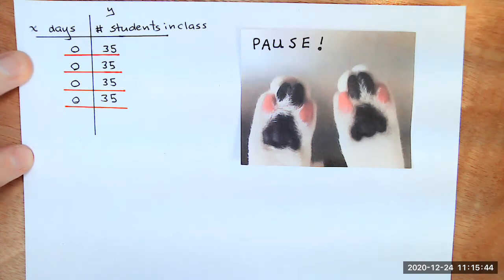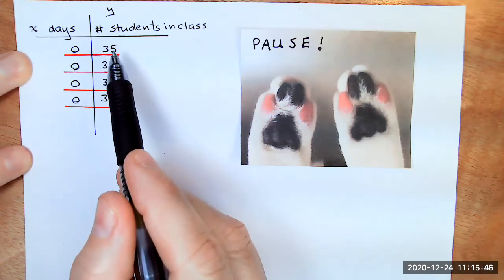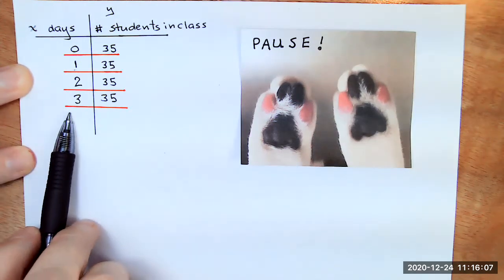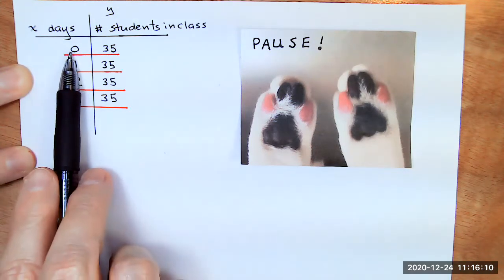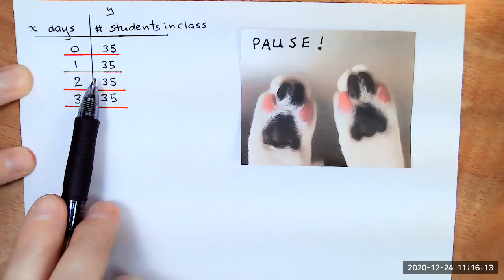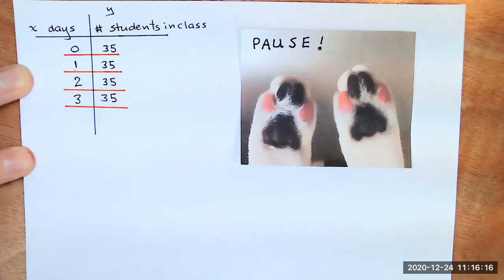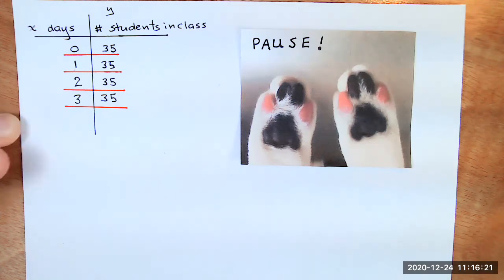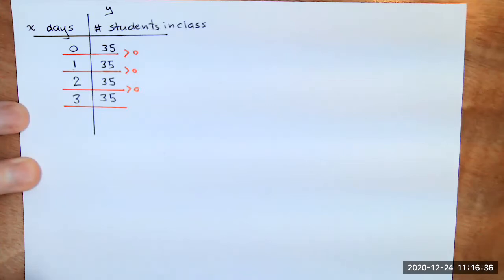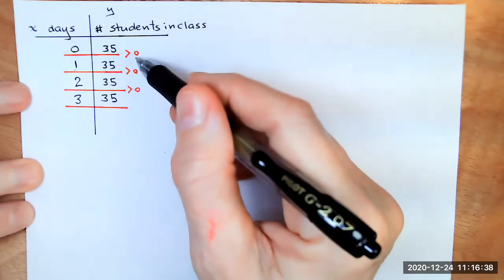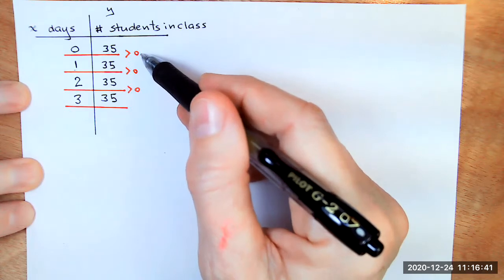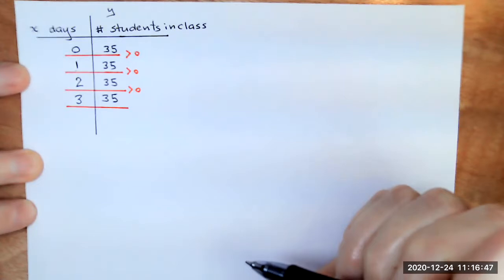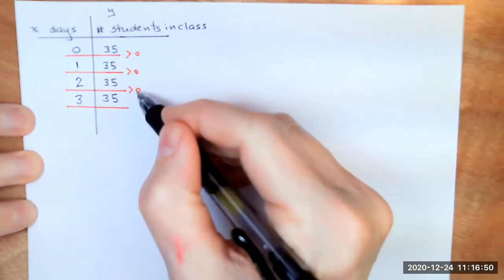All right, let's look at another function. Is this a linear function? This gives us the number of days since the beginning of class and the number of students in the class. So I'd hit pause and see if you can decide if that's a linear function. So you calculate the slope, and it turns out that the slope is the same. So that means this is a linear function with a slope of 0.